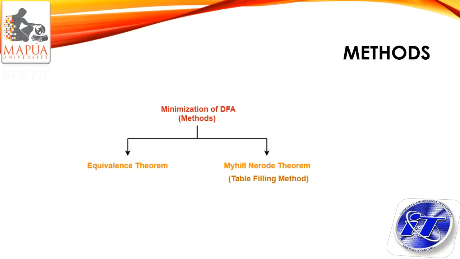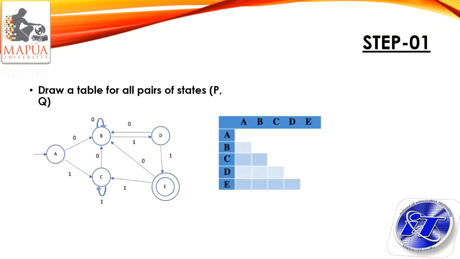So let's start with step one. In step one, we're going to draw a table for all pairs of states, wherein the rows will be our states and our columns will also be our states. But in this table, we're just going to utilize the lower part of the table, because we know that BA is the same as AB. Therefore, we don't need to utilize the upper part of the table, just the lower part. Now let's move on with step two.